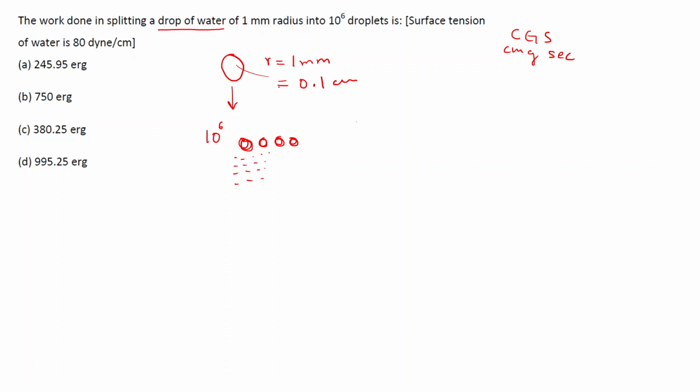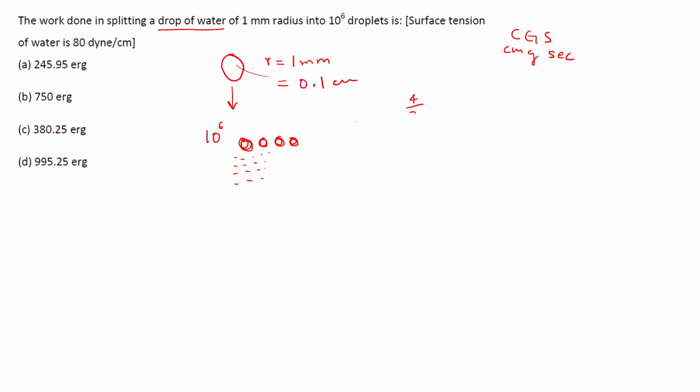So what we have been given is the volume. Since this whole big drop is splitting into these small droplets, that means whatever was the volume of these together will be the same. So from this information we will calculate the radius of these small droplets.